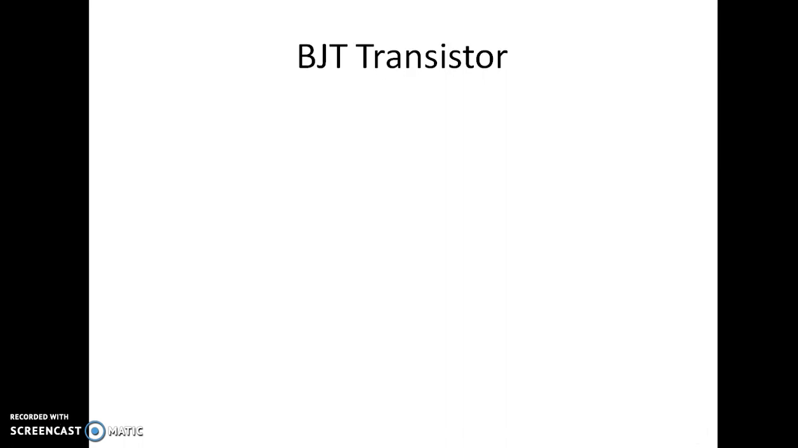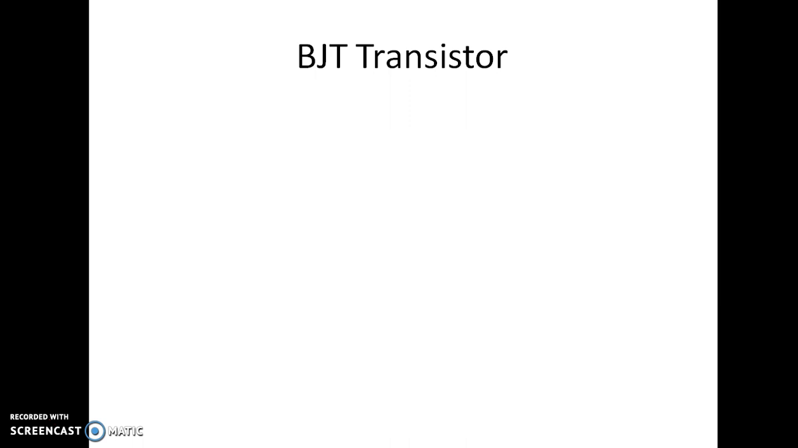Today I will give a brief idea about the BJT transistor. BJT means bipolar junction transistor. Why is its name bipolar? Because in a BJT the current flows due to both electrons and holes. Electrons and holes are of different polarity. That's why its name is bipolar, meaning current flows due to both electrons and holes.